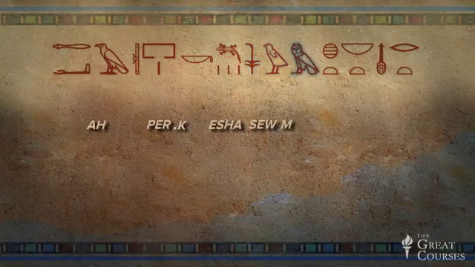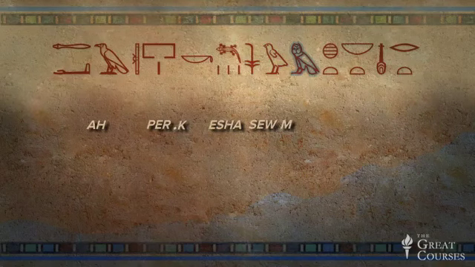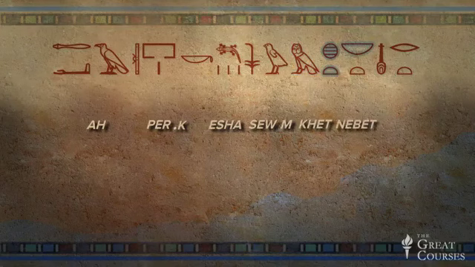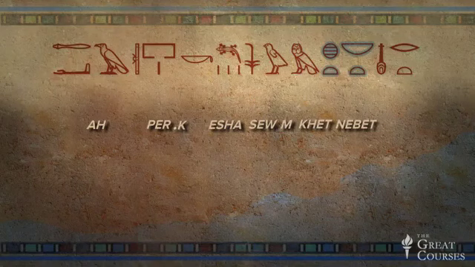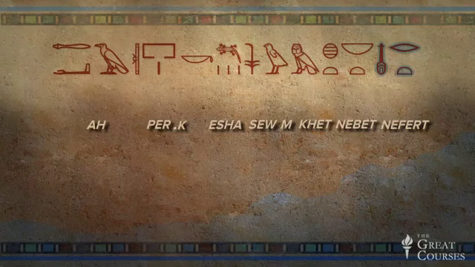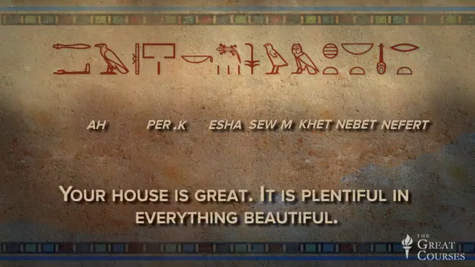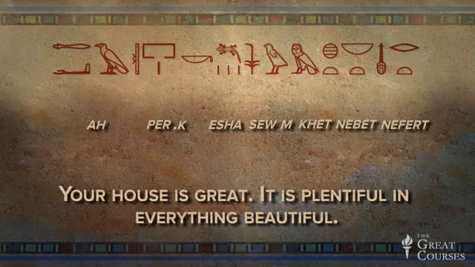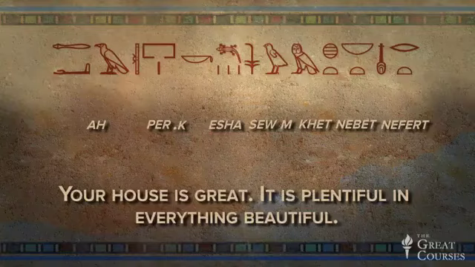Next is our owl. It probably means in. So the house will be plentiful in what? Well, the next word, thing, chet, is followed by the neb sign with a T because chet is feminine, so it's everything. And that's followed by nefert, the feminine form for good or beautiful. So we can pick. Let's go with beautiful. The sentence is then, your house is great, it is plentiful in everything beautiful. Good. That's our homework. Now, let's look at the Pharaoh's names.